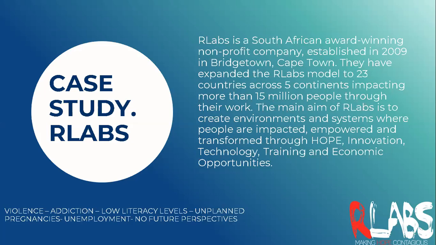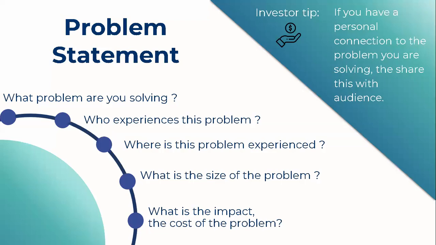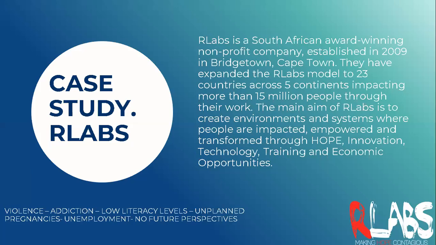In the previous slide, and I'm just going to go back to that, I spoke about the problem statement. So if we go to RLabs, the case study, what's important to know is that the problems that they identified in their community were problems such as violence, addiction, a low literacy level, so people didn't finish school, unplanned pregnancies, unemployment, and again, no future perspective. So Marlon and his team identified that as the biggest problem that they needed to face.